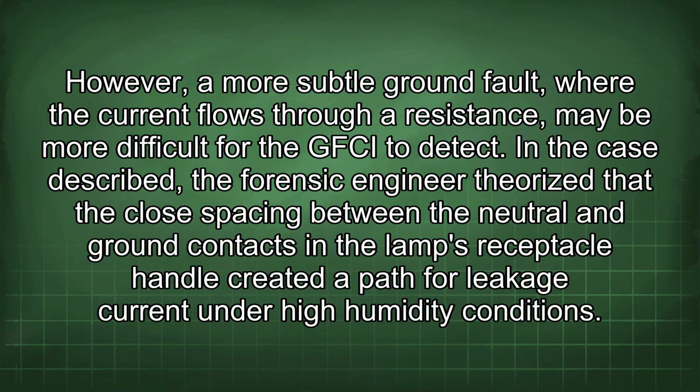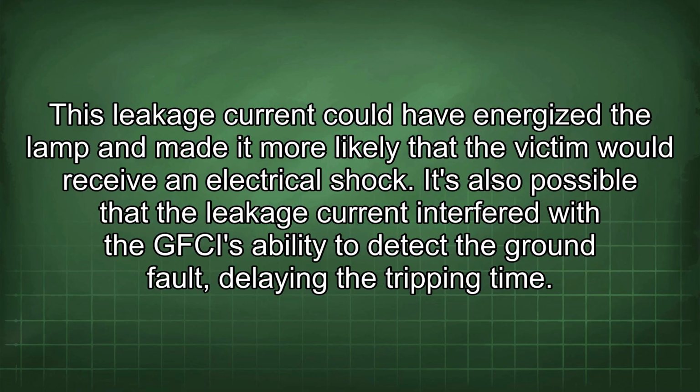in the lamp's receptacle handle created a path for leakage current under high humidity conditions. This leakage current could have energized the lamp and made it more likely that the victim would receive an electrical shock. It's also possible that the leakage current interfered with the GFCI's ability to detect the ground fault, delaying the tripping time.